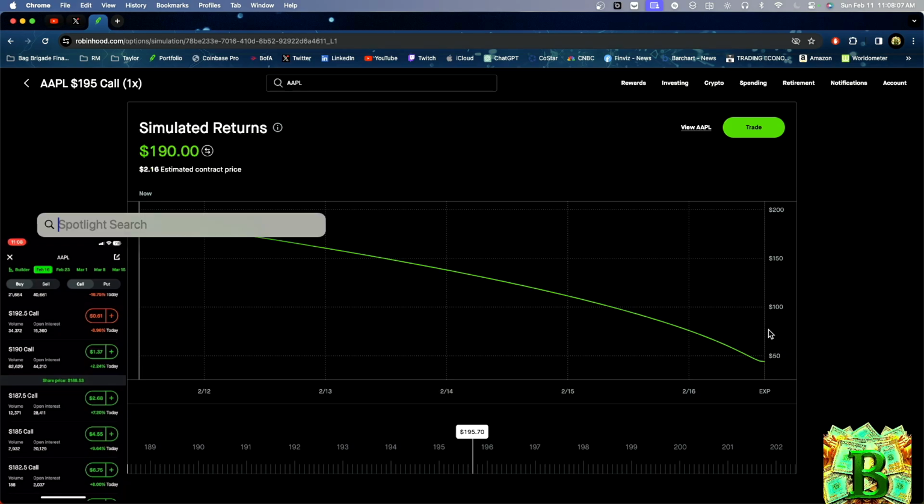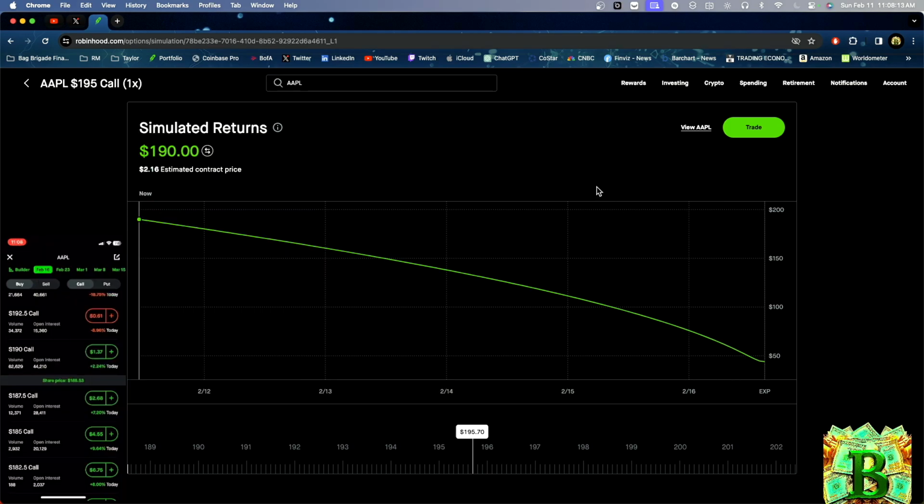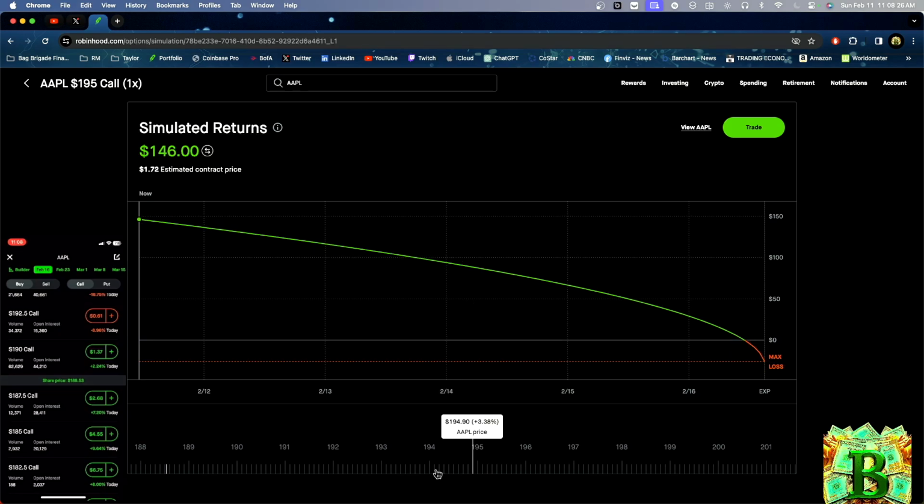What is that? 19,000. Okay. So if you don't have $19,000 in your brokerage account, then they're going to sell it off. Okay, so that's just how that works. I mean, it makes sense to me, but again, now look.